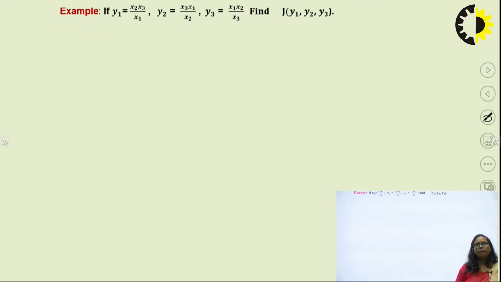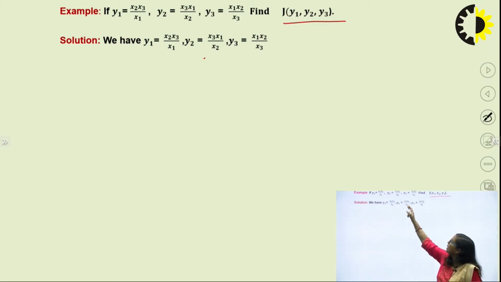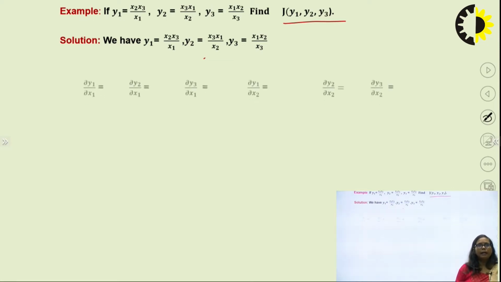Look at one more example, what we have here. We have y1 equal to x2 x3 by x1, y2 given as x3 x1 by x2, y3 given as x1 x2 by x3. You have to find the Jacobian of y1, y2, y3. What's the meaning? y1, y2, y3 here are dependent variables, and x1, x2, x3 are independent variables. So you have to find the Jacobian of y1, y2, y3 with respect to x1, x2 and x3.